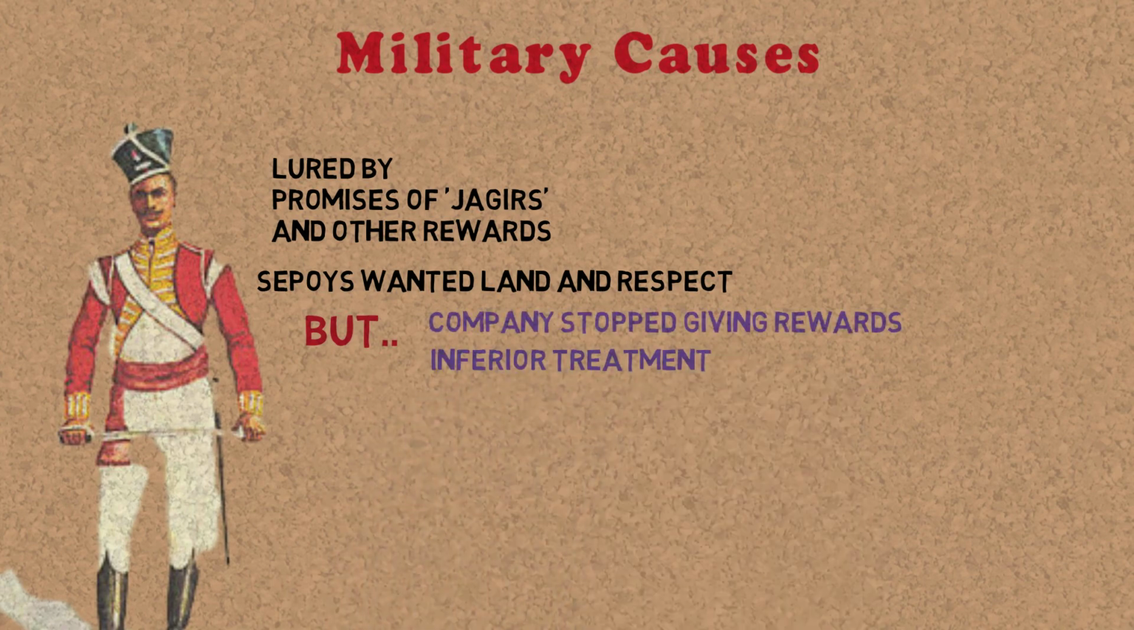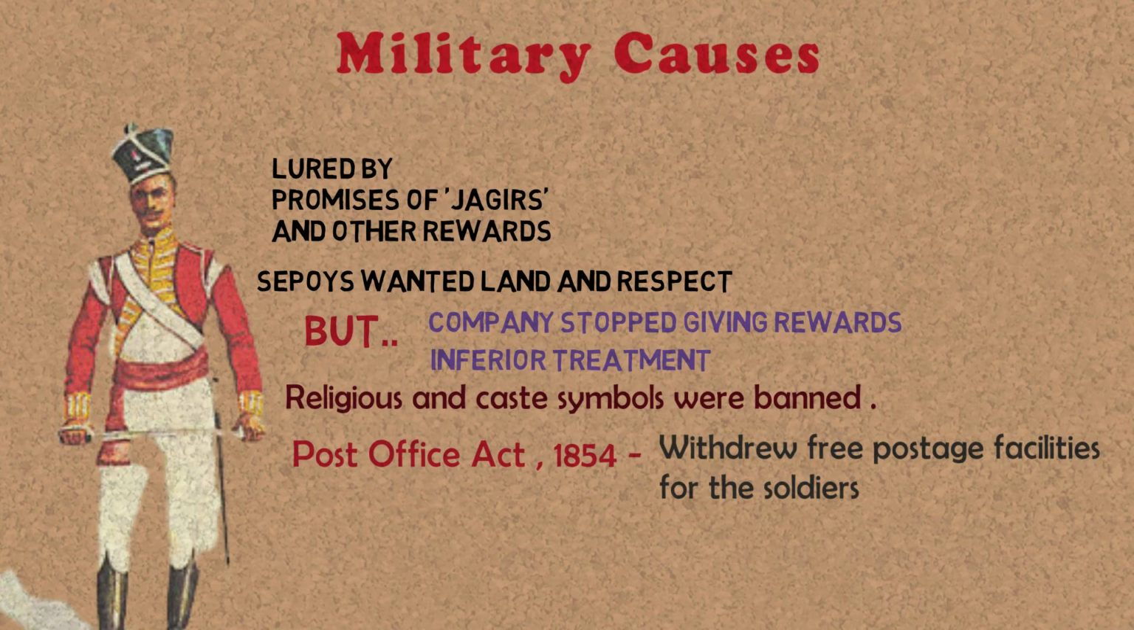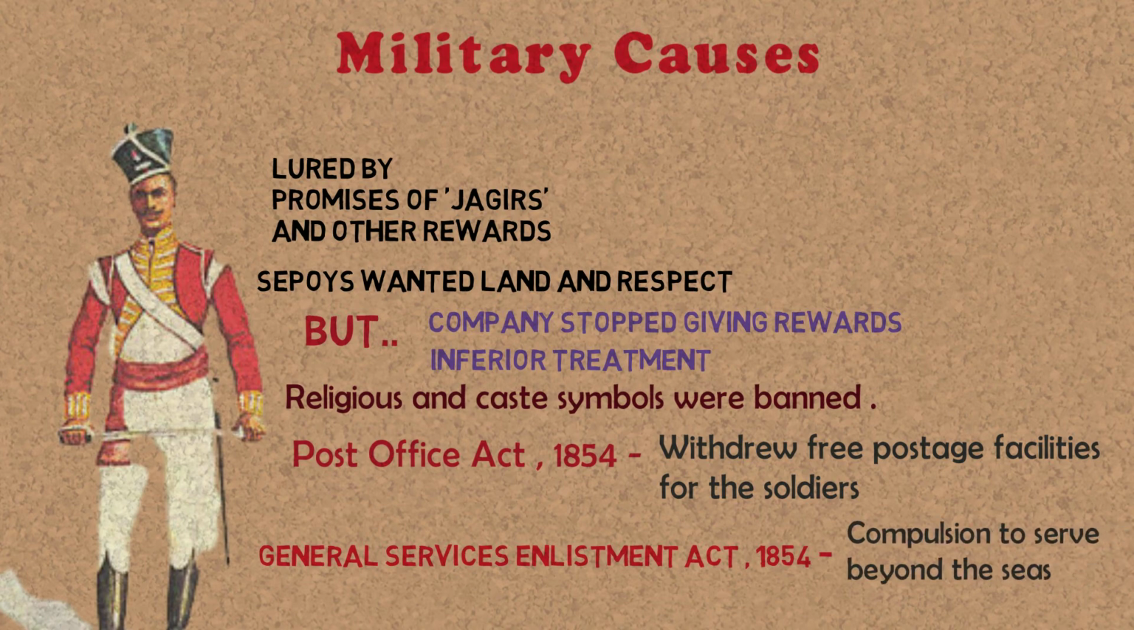But more importantly, the British fellow army men treated Indian sepoys as inferiors. Sepoys were not allowed to wear their religious and caste symbols. Further, the Post Office Act of 1854 withdrew the free postage facility for soldiers. Now, during those times, there was a prevalent Hindu belief that overseas travel would deprive a person of his caste status. But the General Services Enlistment Act of 1856 made it compulsory for the sepoys to serve beyond the seas. This hurt the religious sentiment of Indian sepoys. Indian sepoys were treated badly, considered inferior, they were neither paid properly nor could easily avail promotions.